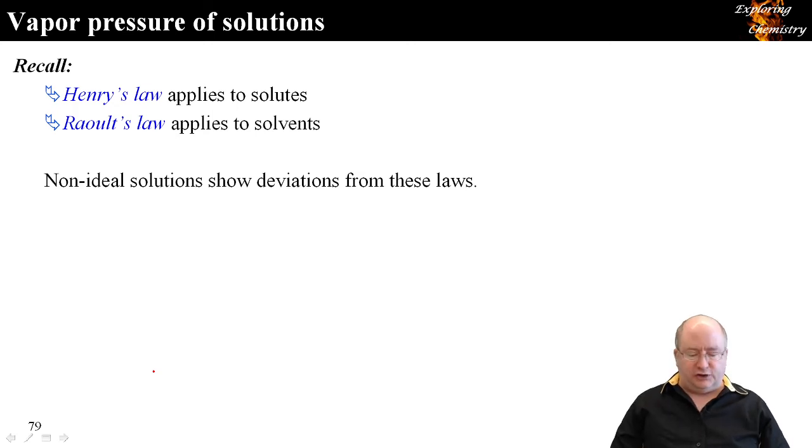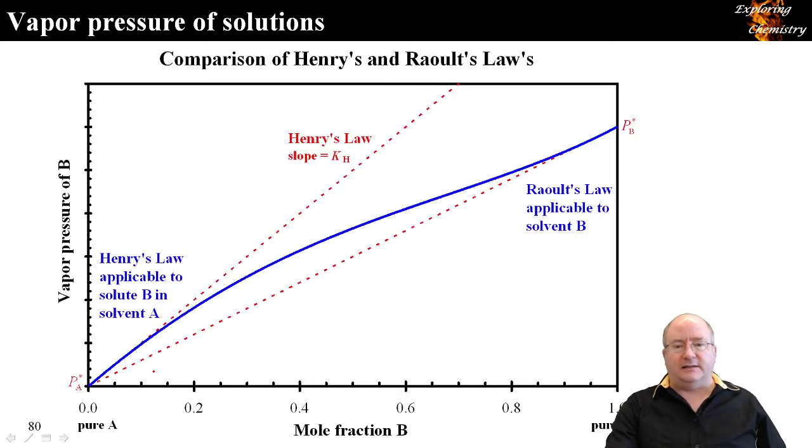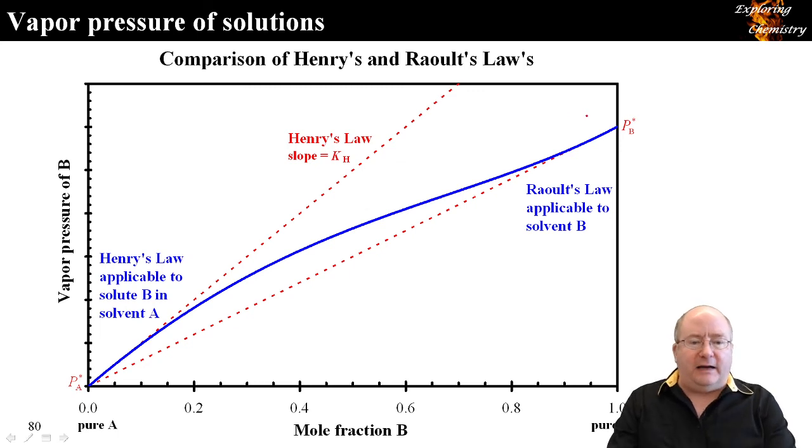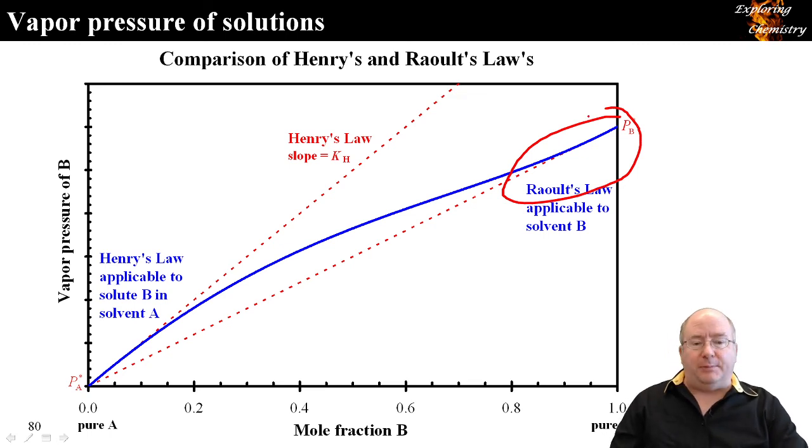Non-ideal solutions show deviations from these laws. And the best example is to look at simply B in that previous picture. What does B actually do? Up in the top right-hand corner, we see application of Raoult's law. It follows what one would expect from about 85% mole fraction upwards to pure B. You get reasonable following of Raoult's law.